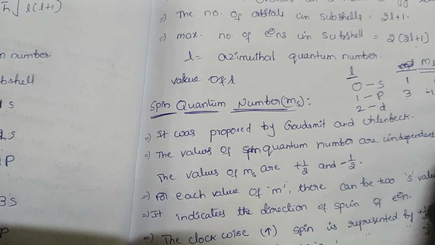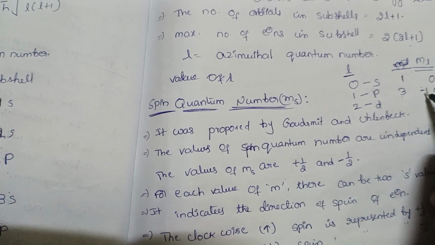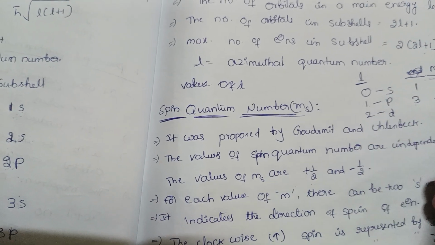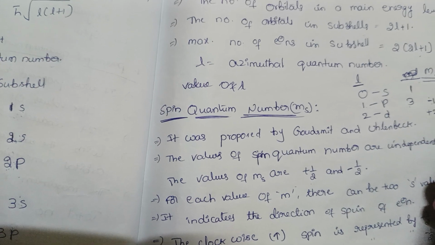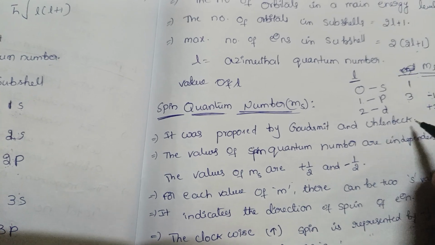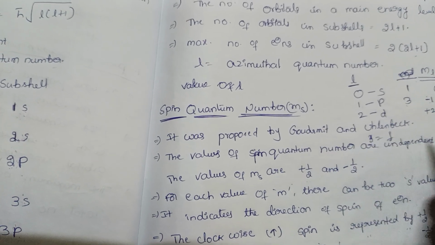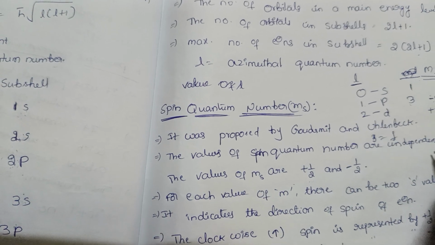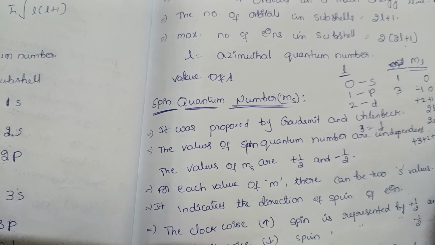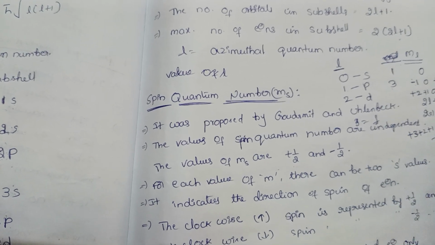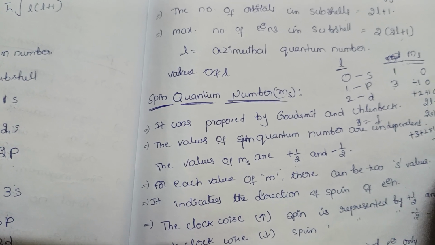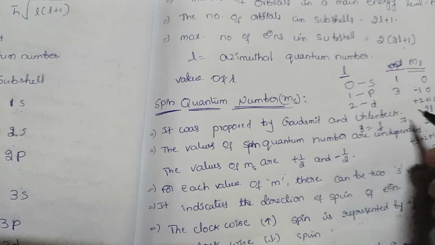The higher value is +1 and the lower value is -1. When L equals 2, the higher value is +2 and the lower value is -2. When L equals 3, the higher value is +3 and the lower value is -3. The m values are 1 for s, 3 for p, 5 for d, and 7 for f.